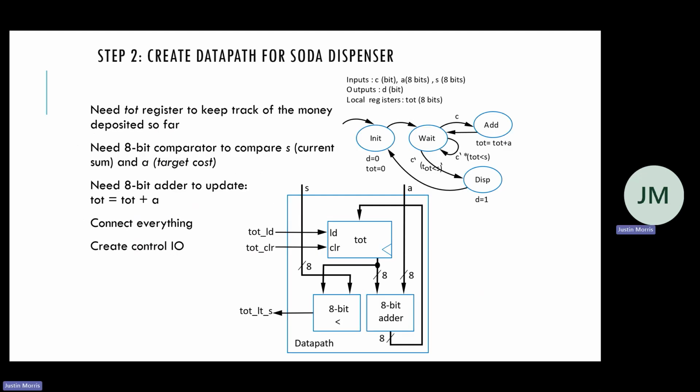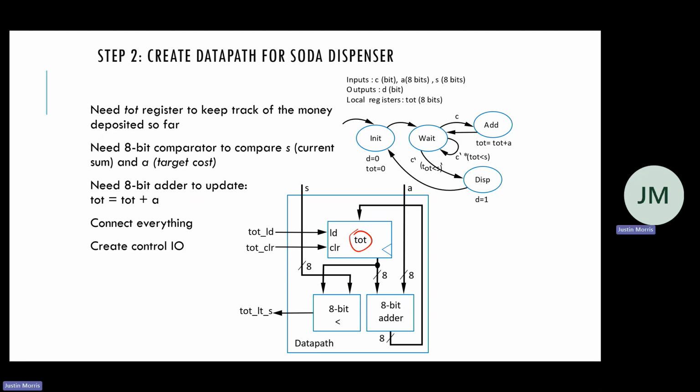So here is our soda dispenser, and here's our data path. So we have a total register, right? Right here. So we need in our data path an 8-bit register. And when we have a register, it should have these control signals. You need to be able to set it to be enabled with the load, or we should also have this clear, right? To clear it out to 0 to begin with.